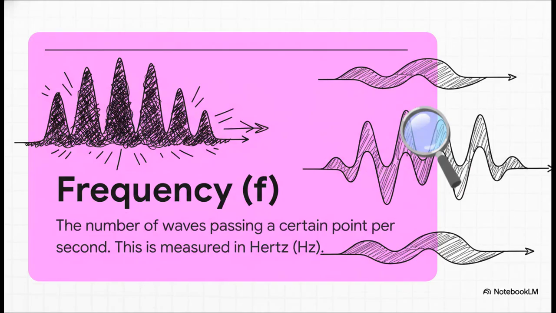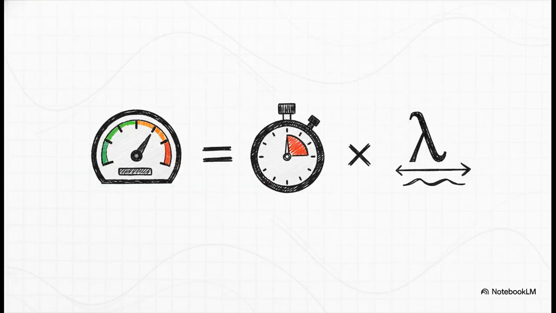And last but not least, we've got frequency. This one's about how often the waves come. It's literally the number of complete waves that pass by a certain spot every single second. We measure it in hertz, which we just write as Hz. So a high-frequency wave means lots of waves are zipping past every second, while a low-frequency wave is much more spread out. And the coolest part, all three of these things, wavelength, amplitude, and frequency, are connected.